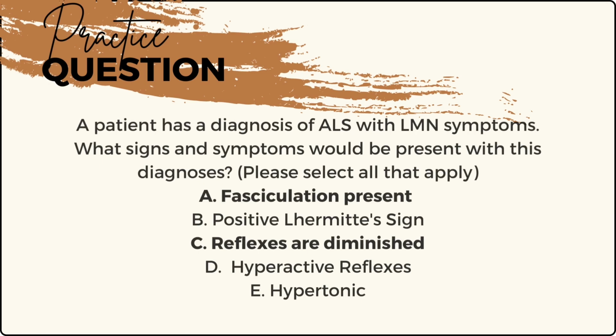Okay, the correct answer is A and C. You can refer back to my first slide to distinguish the different signs and symptoms of upper and lower motor neurons. A good rule of thumb is anything hyper goes with upper motor neurons, and anything hypo, atrophy, or flexia, diminished, goes with lower motor neurons.